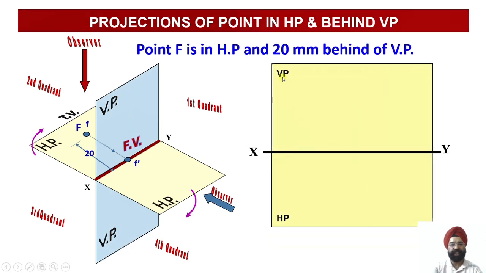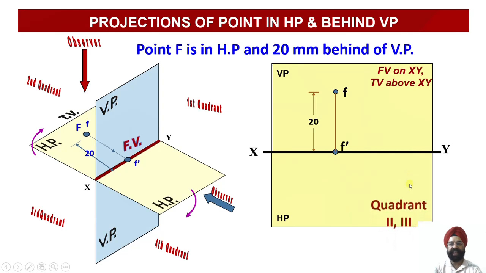So you can check, this is my vertical plane, horizontal plane, the front view will appear on the XY reference line, and my top view will be rotated and it will appear 20 mm above my XY reference line. So these are the projections, and the point happens to lie in quadrant number second and third over here.